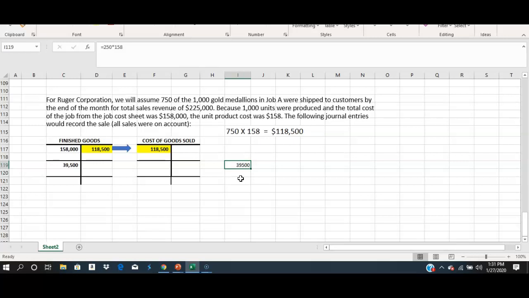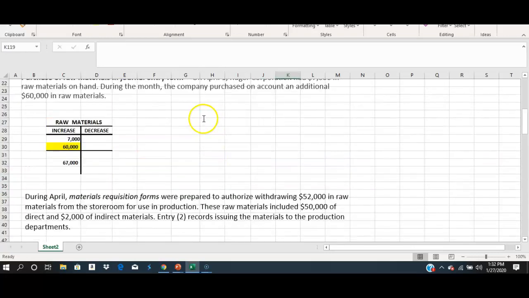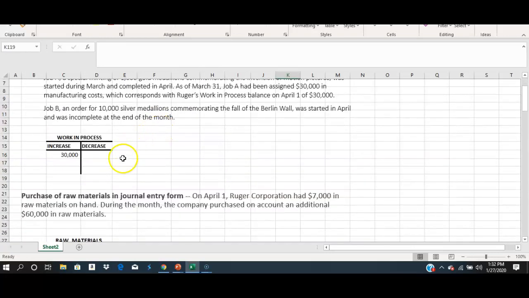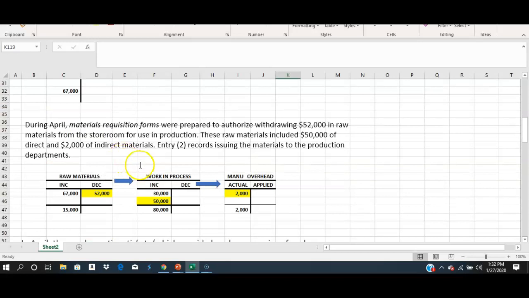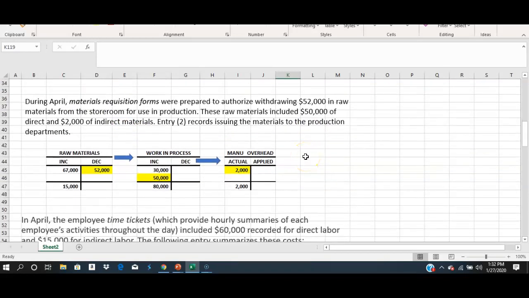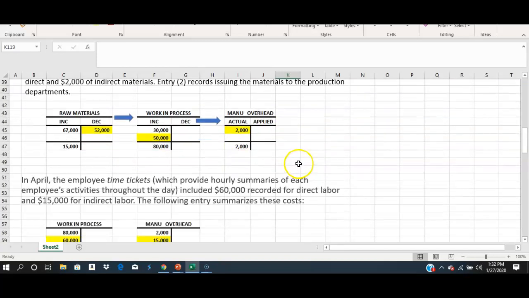So there you have an illustration using what we call T accounts of the flow of cost through a job order costing system, showing the cost going from raw materials, which we did earlier, over to work in process. It shows the manufacturing overhead costs. It shows the actual overhead costs, and later on the applied overhead costs.